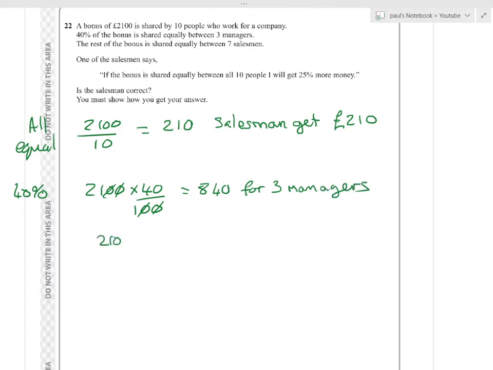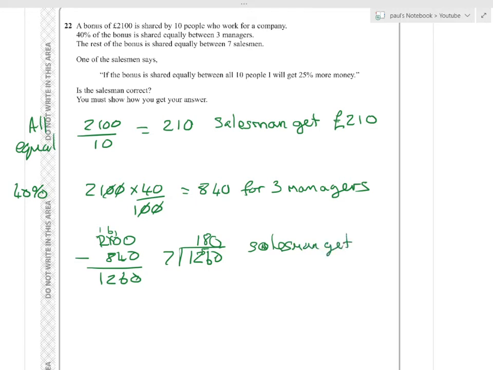So now we get 2100 minus 840. They're greedy, aren't they? So 1260 is going to be shared between the 7 salesmen. So 1260 shared between the 7 salesmen is 180. So the salesman will then, in this case, get £180.